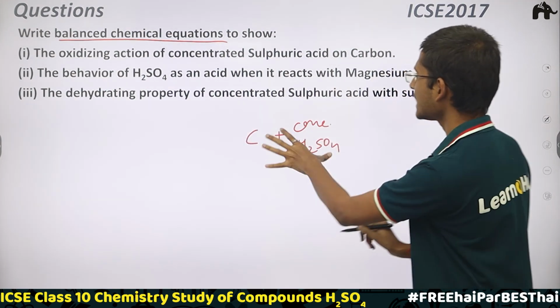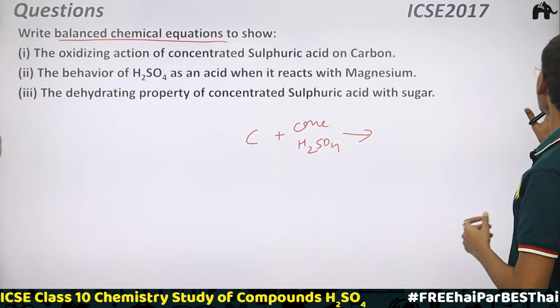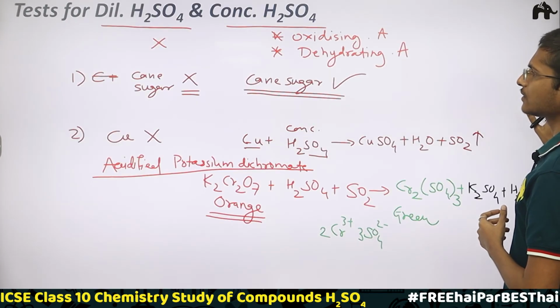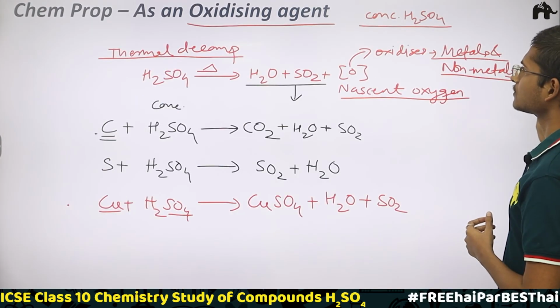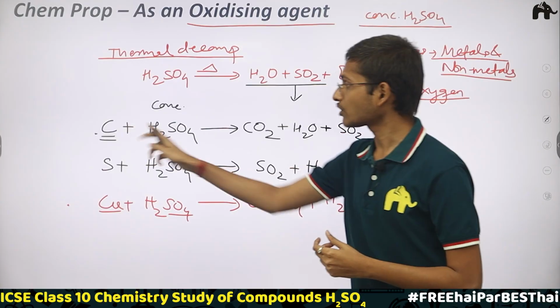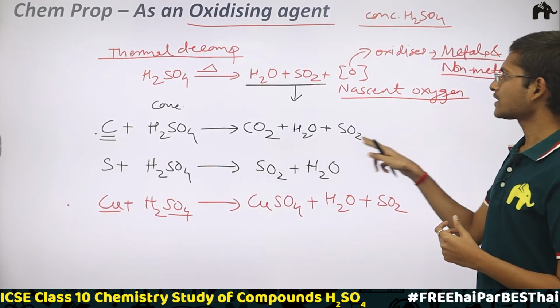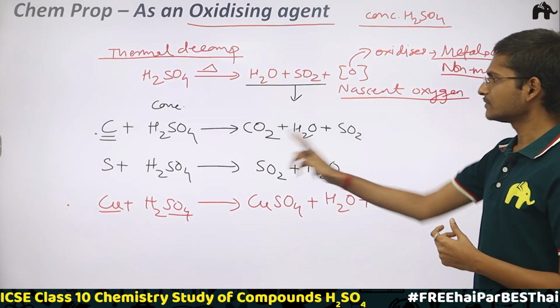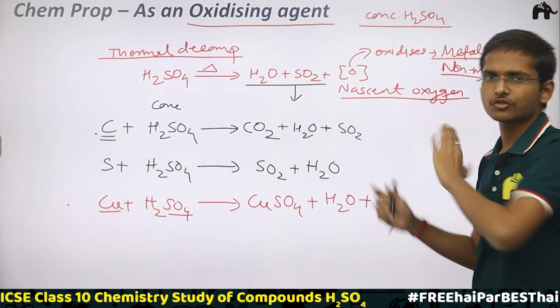Okay, so this reaction we have already studied, right? In the previous slide you can observe here, see the oxidizing action of concentrated sulfuric acid on carbon, right? Carbon dioxide, water and sulfur dioxide. Okay, these are the products and you need to just balance the equation, so you would get the answer.